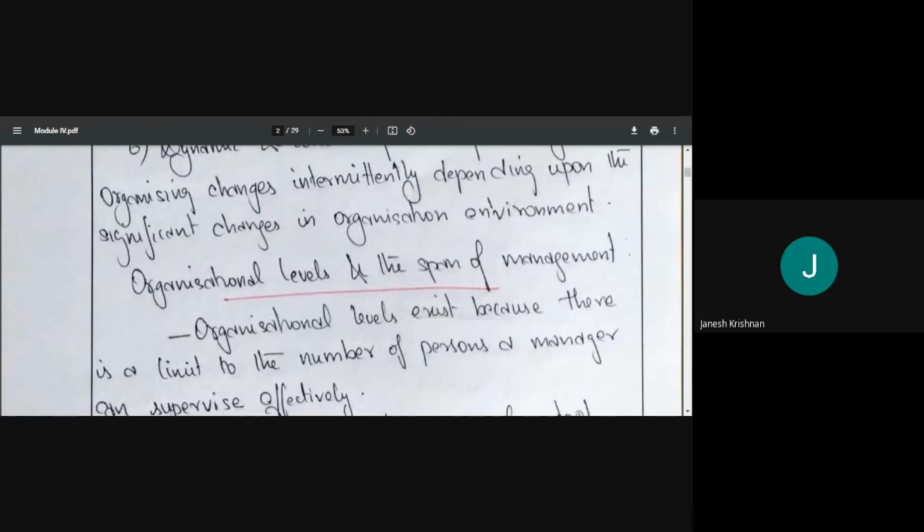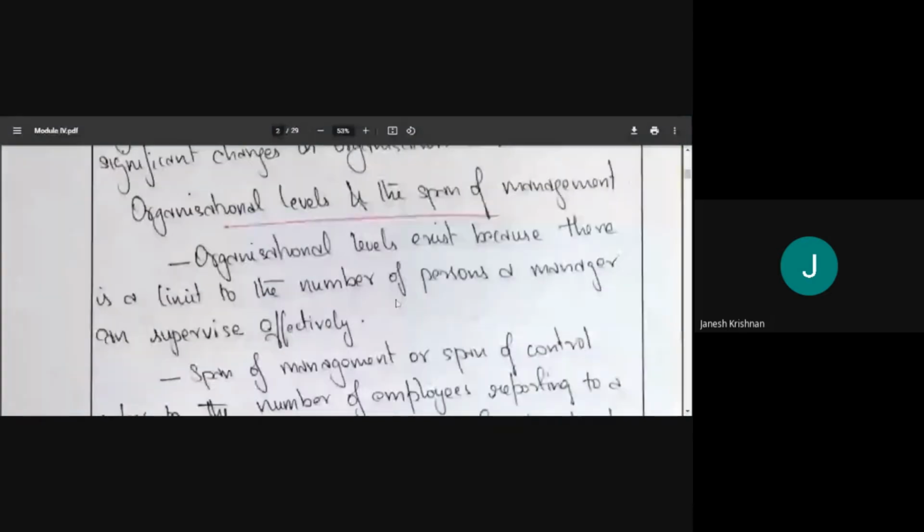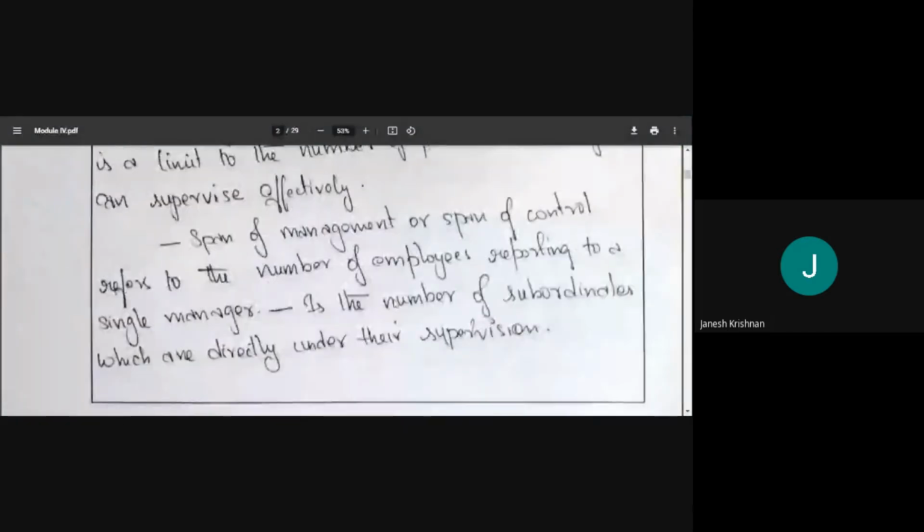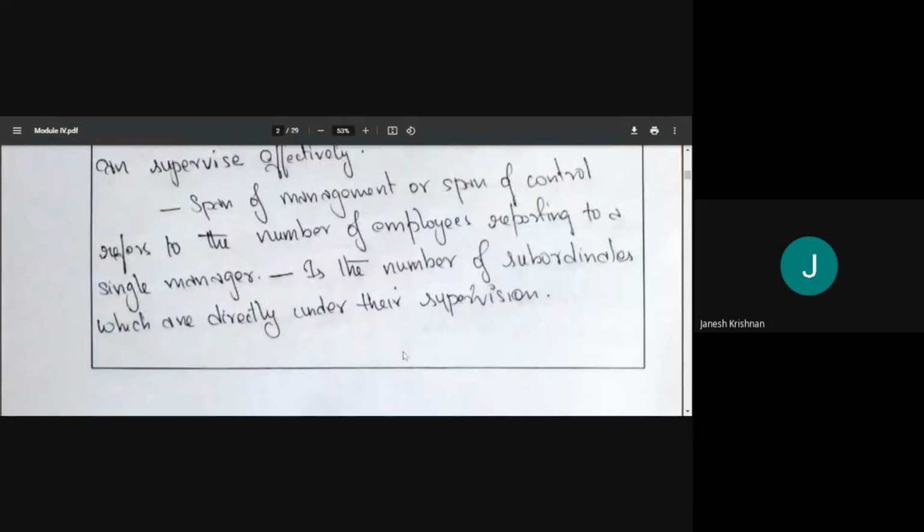Next was organization levels and span of management. Span of management means the number of employees reporting to a single manager. Or in other words, how many employees are supervised by a single manager. How many persons can one manager manage? That is span of management.